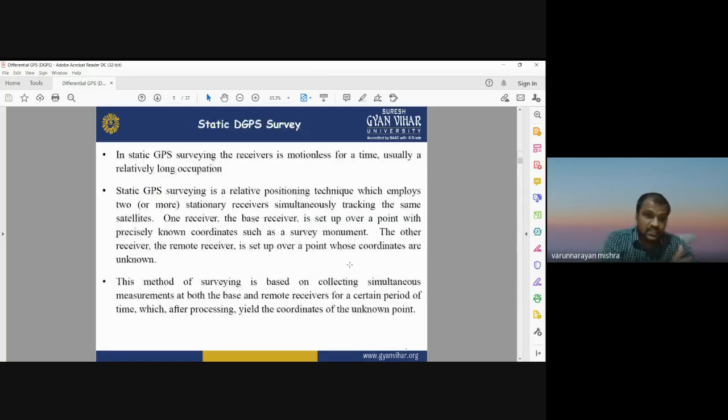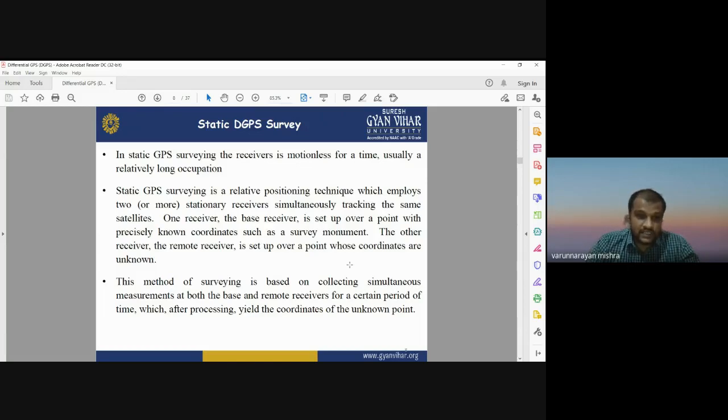So in static DGPS survey, the receiver is motionless for the time, usually a relatively long occupation. We put the receiver in a constant position for a long period of time.